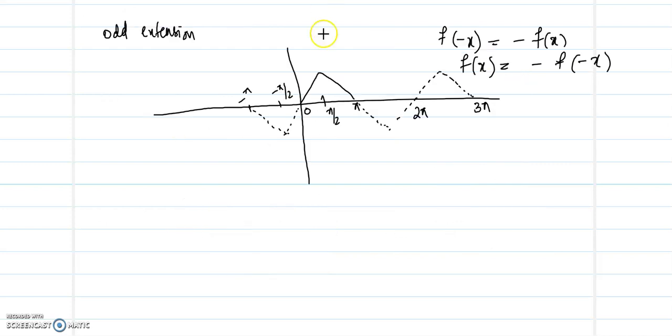And again, when you extend as an odd function, in the Fourier series a0 and an will be 0. So it will not contain any cosine terms. Only Bn will be there. So we will be getting the half range sine series. So that is the half range sine and cosine series.